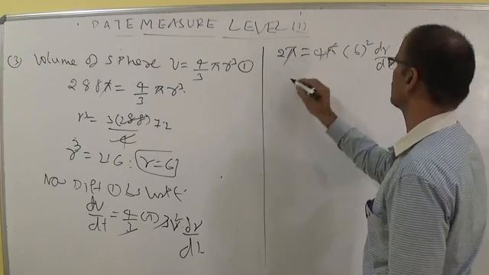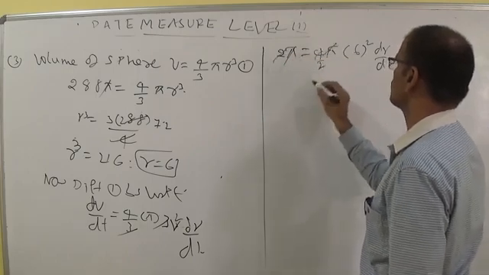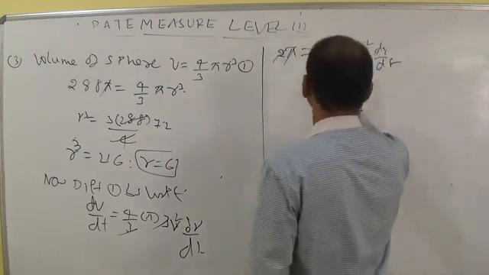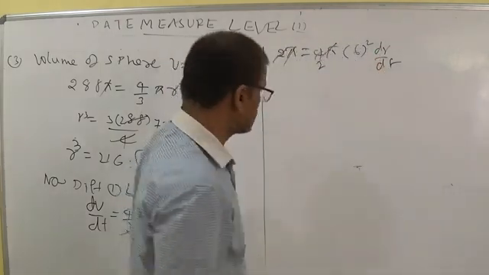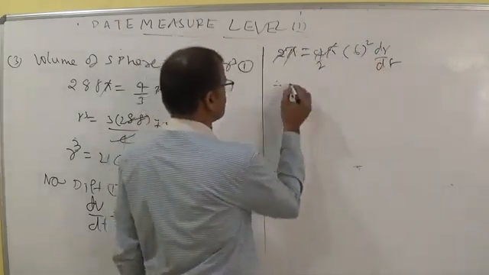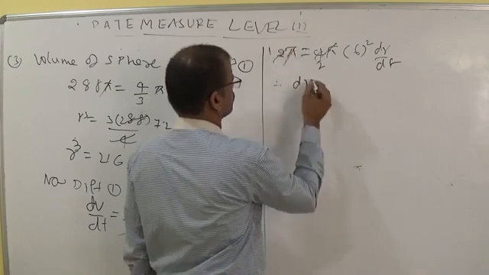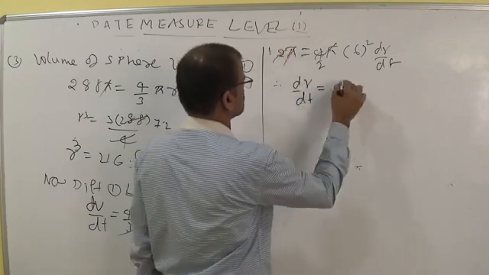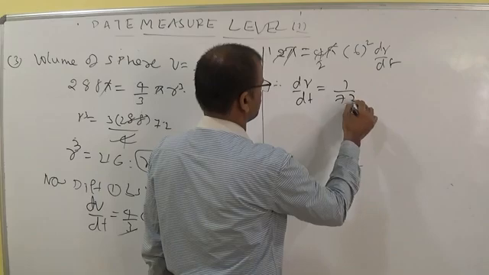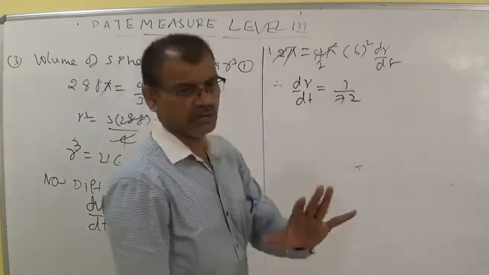2 pi gets cancelled here and 2 times, here number 1 will be there. 6 square is 36 and 36 twos are 72. Here it becomes 1. So dr by dt is equal to 1 by 72 pi.